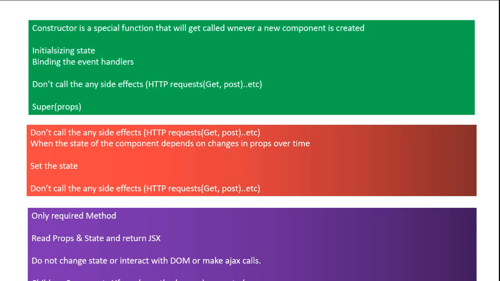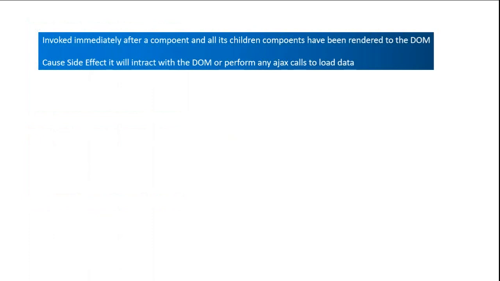Another one is the render method. As I said, it is a normal method in the class component. Every time it is called, just read the props and return the JSX inside of render. Don't change the state, interact with the DOM, or make Ajax calls. The last method is componentDidMount. As I said, componentDidMount is for side effects. That means you can make the Ajax call and load the data once the component and its children have been rendered to the DOM. So this is the main important thing.